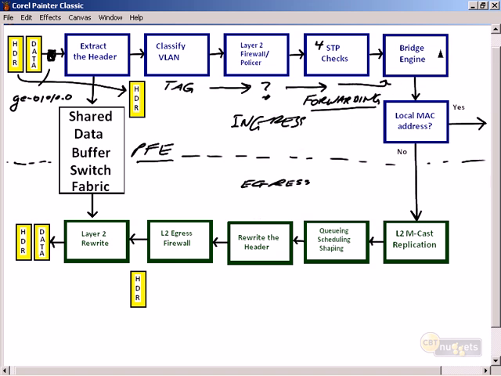This is where we do the learning of the MAC address, right? The source MAC address is going to be matched against a list in the learned MAC address table, or the bridging engine.